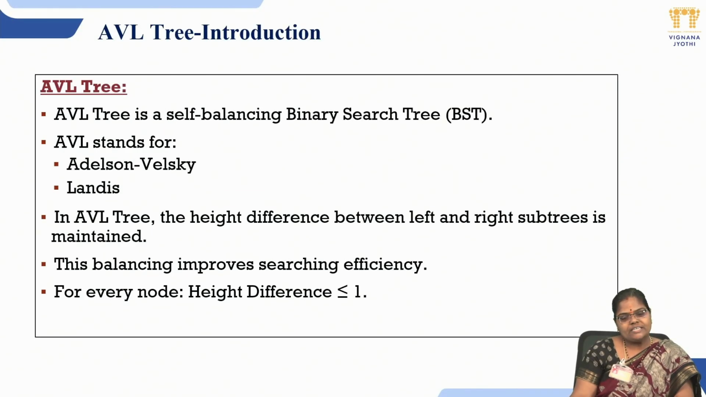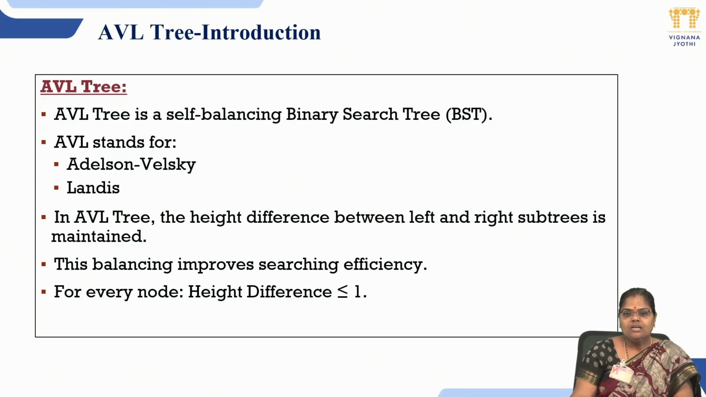Proceeding further, the introduction about AVL tree: it's a self-balancing binary search tree, where a binary search tree is a tree in which every node will have a value which is greater when compared with the left child and less when compared with the right child. So the same property is applied here for the AVL tree, but it will have a special additional feature called self-balancing. The name AVL stands for Adelson Welsky Landis, the authors who invented this particular concept.